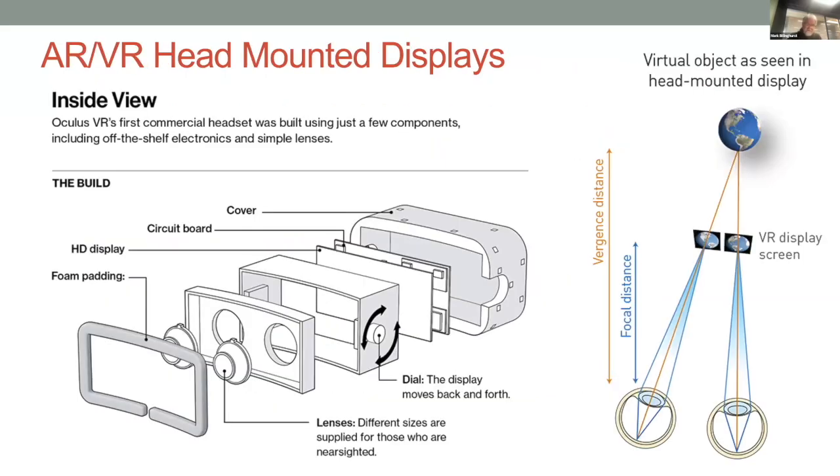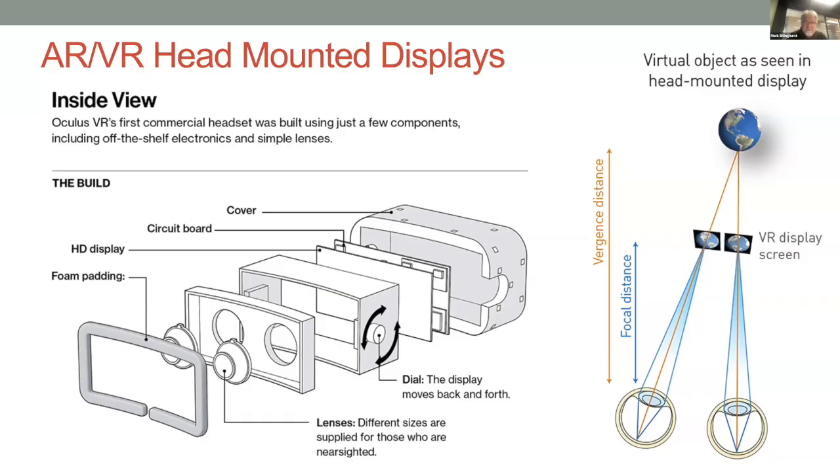You can see there's some electronics, the circuit board, some lenses, and when you put this on your head, on the right-hand side, you can see the virtual image appears at a virtual image plane that's set separately from the actual focal distance. So you have the images that physically might be on a display that's 1.5 or 2 inches from your face, but the virtual image itself will appear focused maybe 2 meters or 3 meters away from you.